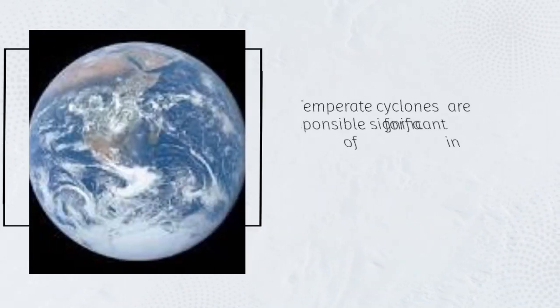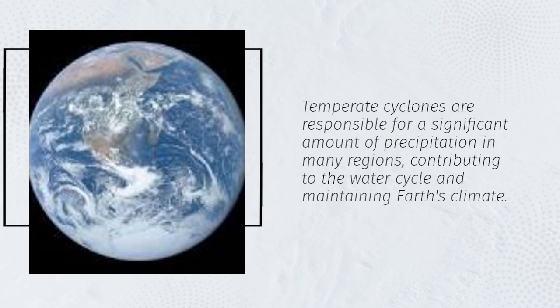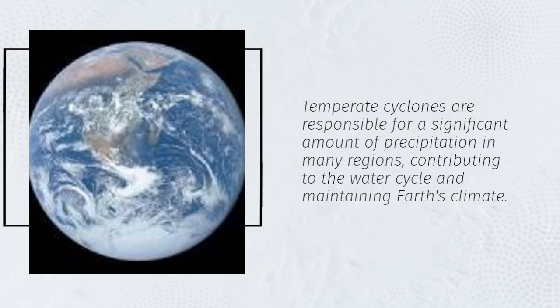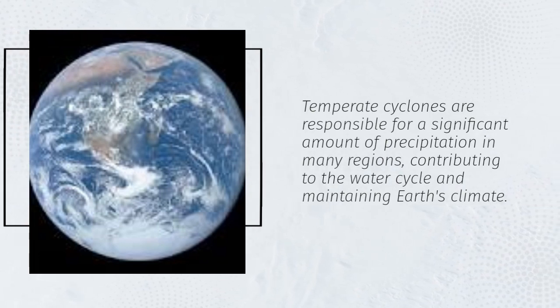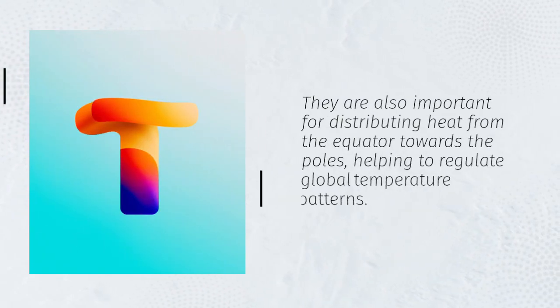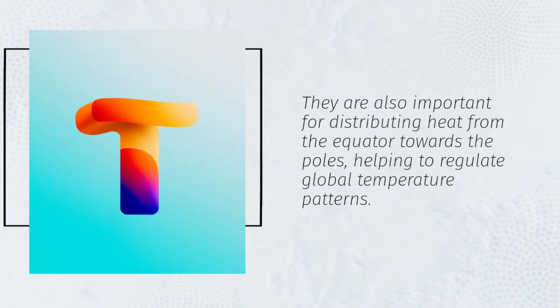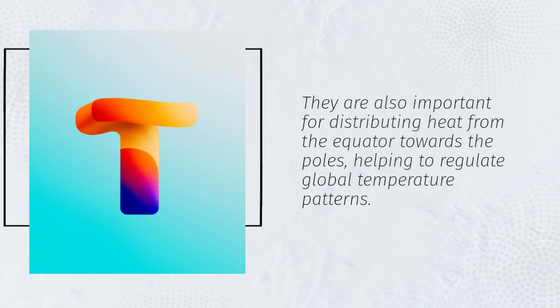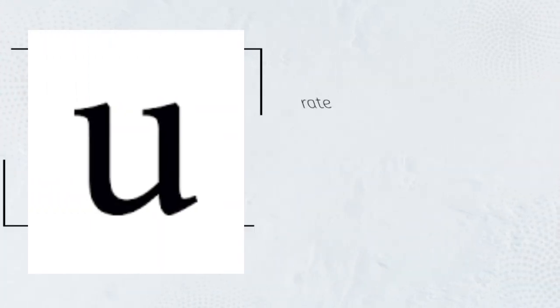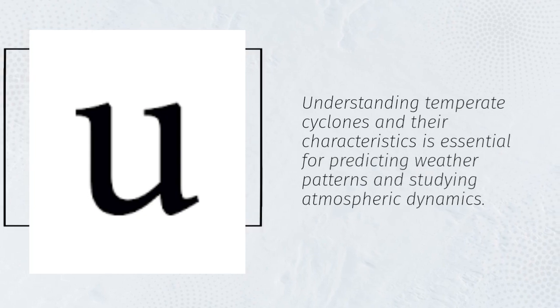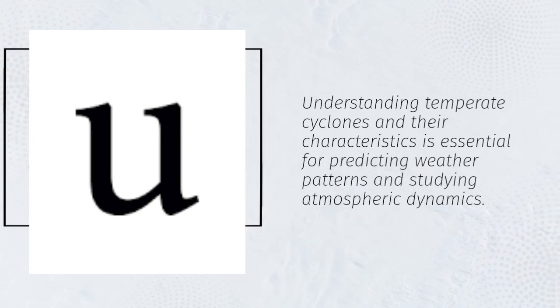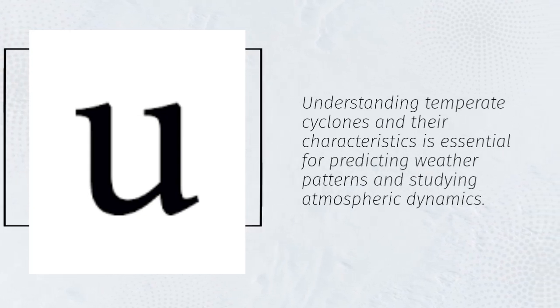Temperate cyclones are responsible for a significant amount of precipitation in many regions, contributing to the water cycle and maintaining Earth's climate. They are also important for distributing heat from the equator towards the poles, helping to regulate global temperature patterns. Understanding temperate cyclones and their characteristics is essential for predicting weather patterns and studying atmospheric dynamics.